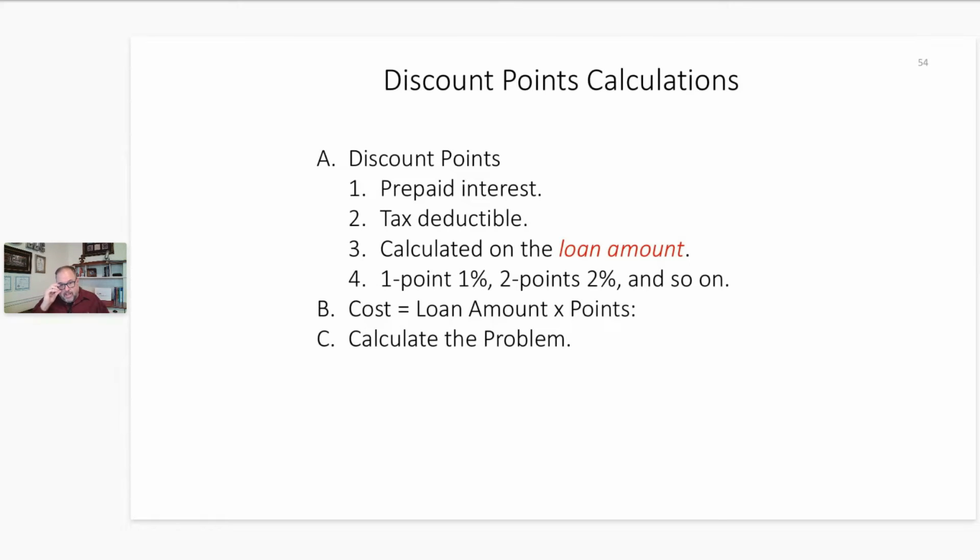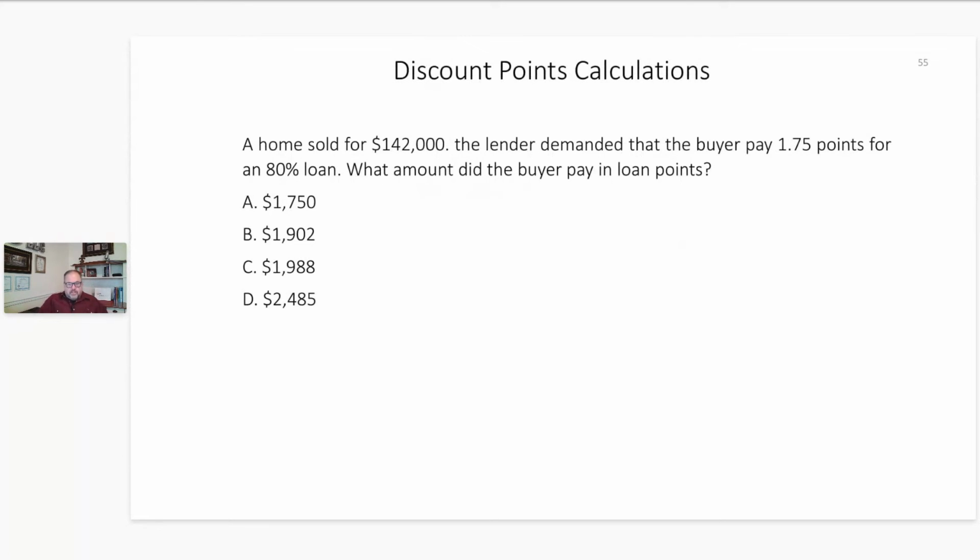Okay. That's how you calculate that. Okay. Now, let's read the question. Go ahead and see if you can work this problem out.